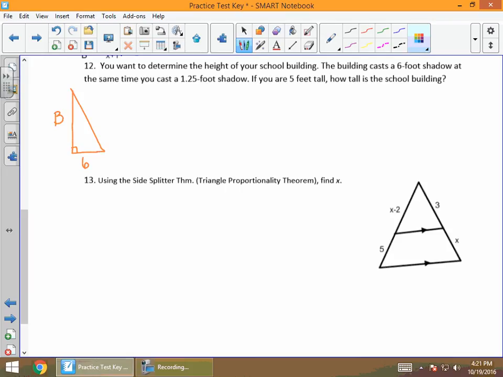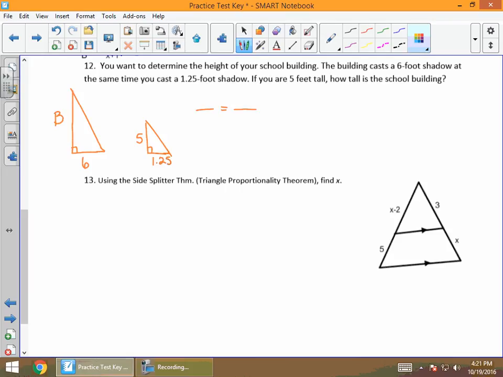At the exact same time, another shadow is cast. And it says a 1.25 foot shadow is cast from you. So you are standing up and you are 5 feet tall. You're awful short, I guess. So how tall is the school building? We do know that anytime we're doing this indirect measurement, because we're measuring at the exact same time, these triangles are similar. So let's set up our proportion.